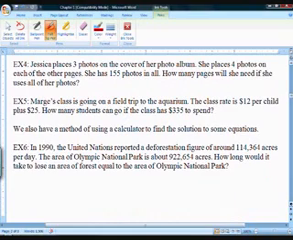Example 4 says Jessica places 3 photos on the cover of her photo album. She places 4 photos on each of the other pages. She has 155 photos in all. How many pages will she need if she uses all of her photos? Okay, let's think about this for a second. 3 photos on the cover. Okay, think about a photo album. She uses 3 photos on the cover, and every page will hold 4. She has 1 page. How much is it going to hold? 4. 2 pages? 8. 3 pages?